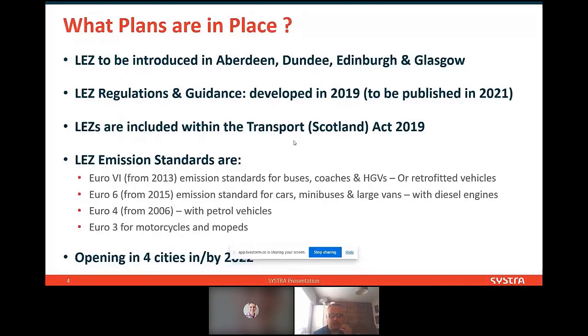The LEZs, as it says there, are due to be implemented by or in 2022, and there's potentially a 2-year grace period within that as well. So we're talking about 2024 when all the schemes in the 4 cities are up and running.